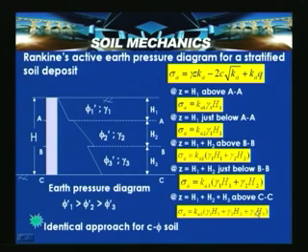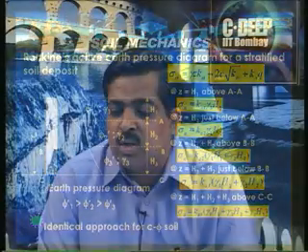Suppose the soil also has cohesion, then we can use the same concept as in the earlier example, using the equation sigma A is equal to Ka gamma Z minus 2C root Ka plus Ka Q, with which we can determine the earth pressures in a stratified soil deposit also. So this identical approach for a c-phi soil can also be adopted for a stratified c-phi soil in a stratified soil deposit for computing earth pressures.